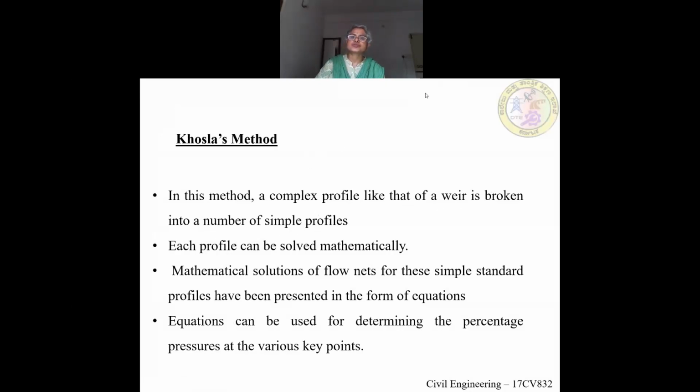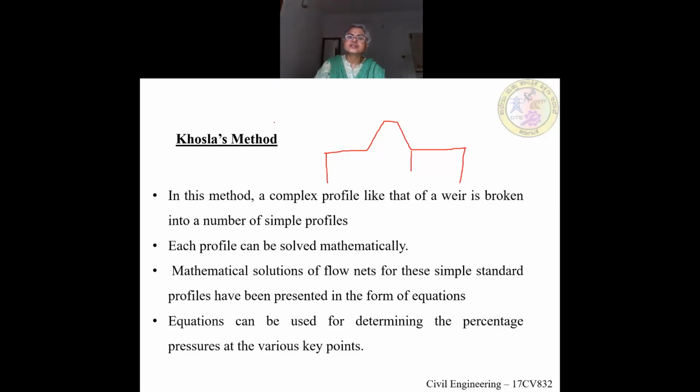simple profiles. So, if there is a profile like this, here is the upstream side, and here there is a barrage or a weir, and then the downstream side. There will be a sheet pile at the upstream face, and there will be an intermediate pile somewhere here, and a sheet pile on the downstream side. These are all provided to avoid the undermining or piping that we had discussed in the previous sessions.